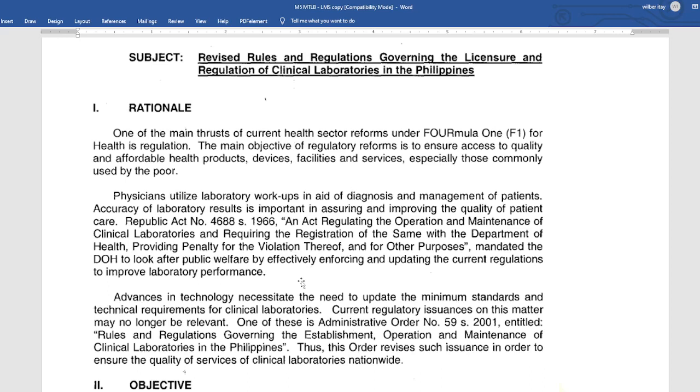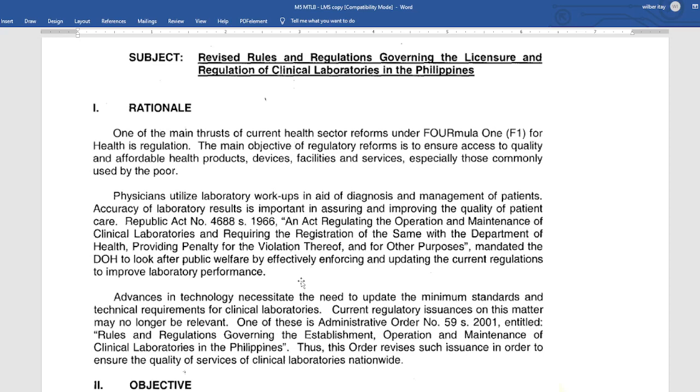Kung walang rules and regulations para sa mga clinical laboratories, pwede silang maging negligent, pagbigay ng mga test result na mali-mali. Pwede silang mag-malpractice kasi wala naman palang violations. That's why the rules and regulations are very important. It provides the limits.